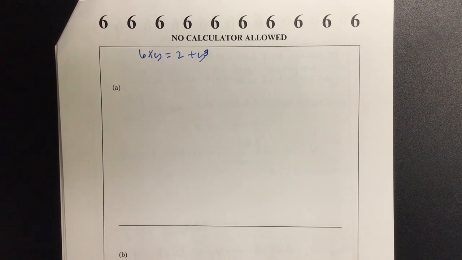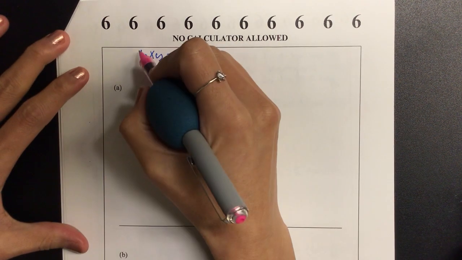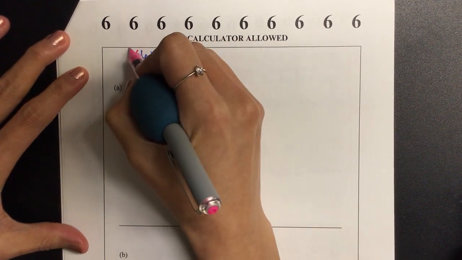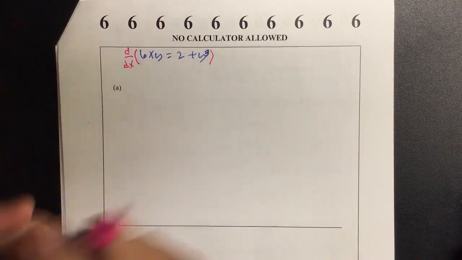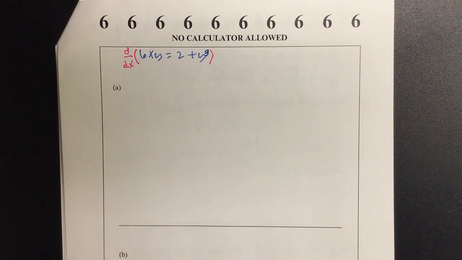On part A, write out 6xy, the given information, is equal to 2 plus y cubed. Make sure you're all writing with me. And we are going to derive this implicitly. So derive with respect to x, meaning anything that's not an x, when we derive it, we're going to put dy over dx.